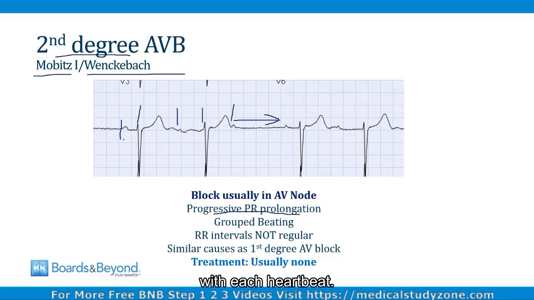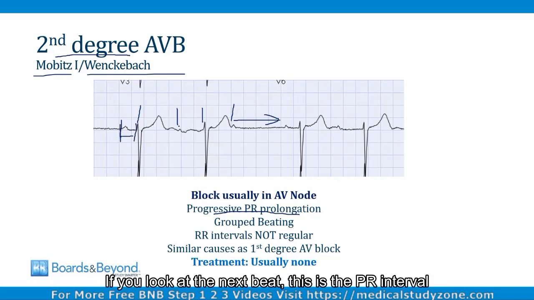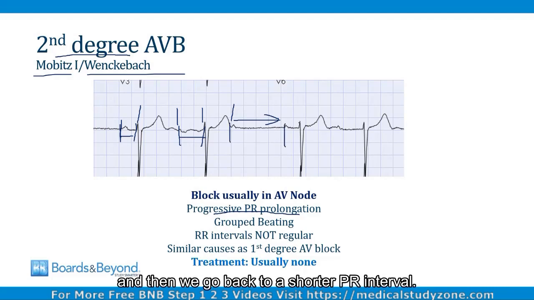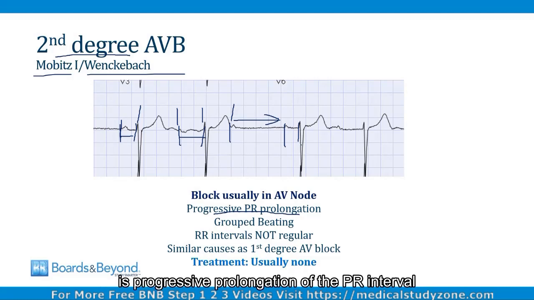And what makes this Mobitz type 1 AV block is that the PR interval is progressively getting longer with each heartbeat. If you look at the first beat on the left side of the tracing, this is the PR interval from here to here, so it's this long. If you look at the next beat, this is the PR interval from here to here, so it's gotten longer. And then we have a dropped beat, and then we go back to a shorter PR interval.